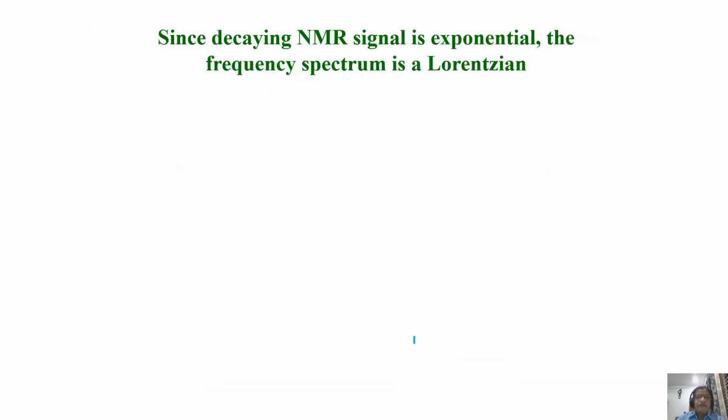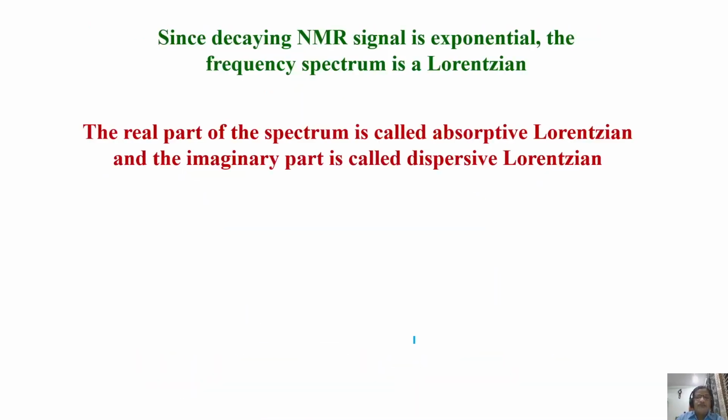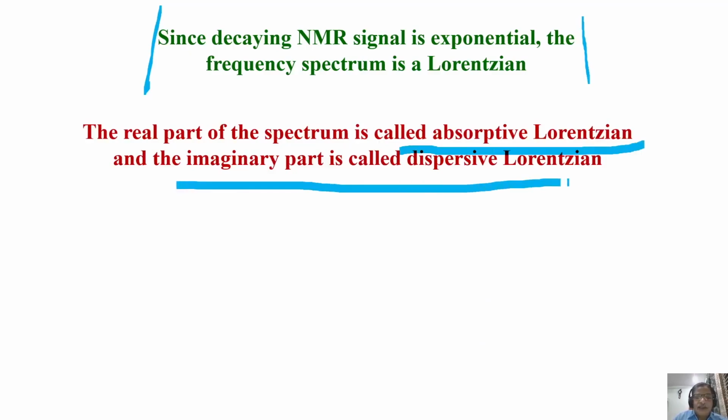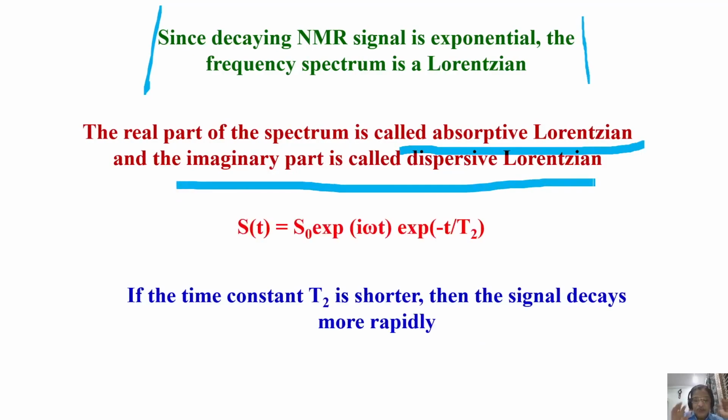So plug it in. Since it is a decaying signal, of course, when you do the Fourier transformation, you are going to get a Lorentzian. That is the first part. Now, when you do the Fourier transformation, you get an absorptive Lorentzian, and the imaginary part is called the dispersive Lorentzian. Okay, that is apart from that.